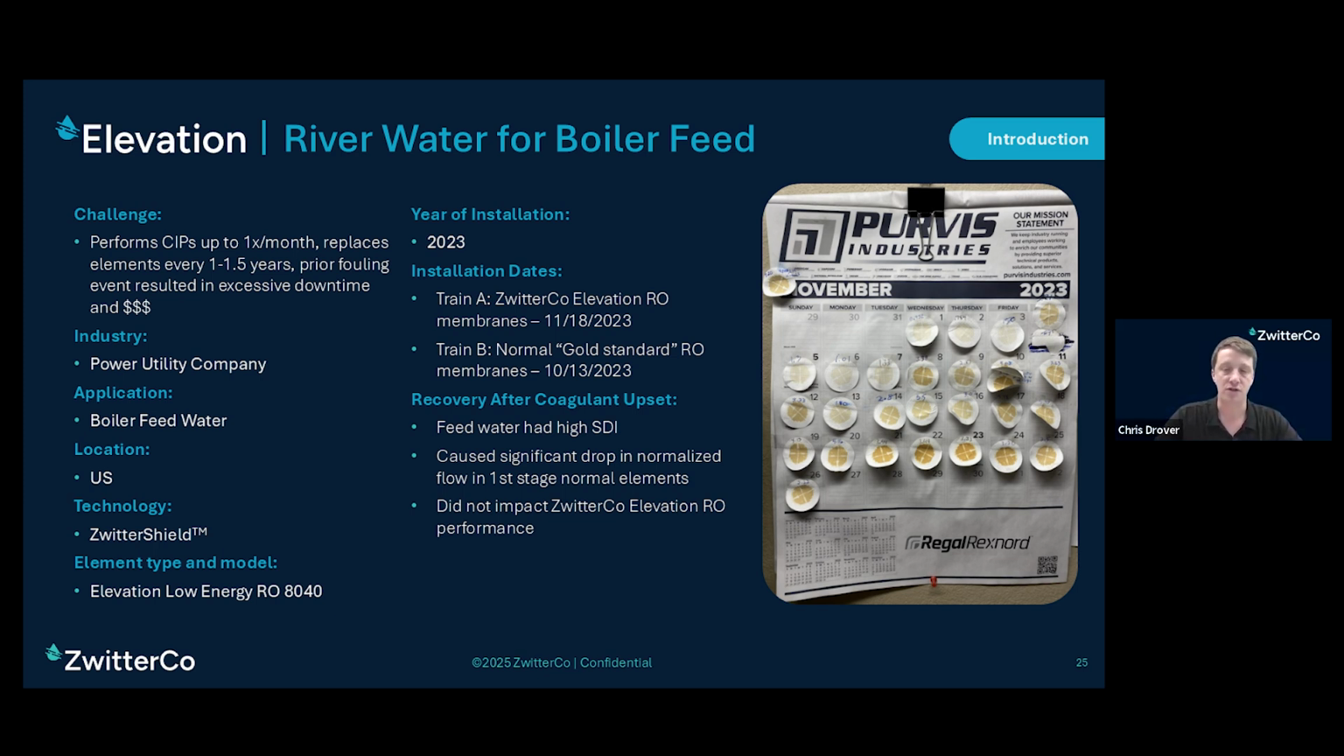The nice feature of this install was that in addition to the historical data, this was a 2-train system where we got to really see the difference in performance between an Elevation membrane using the ZwitterShield technology and a standard, really a gold standard RO from a major, well-respected manufacturer. So very good membranes, but not equipped with the ZwitterShield technology.